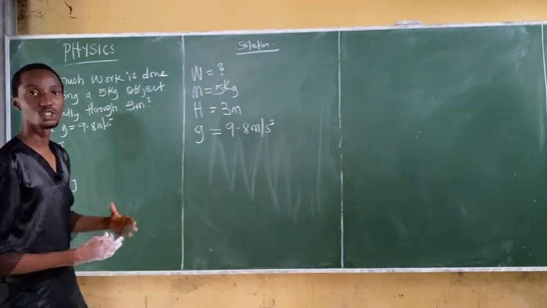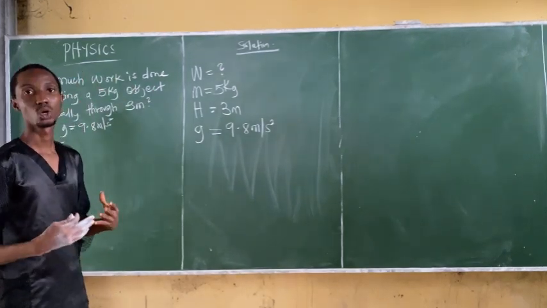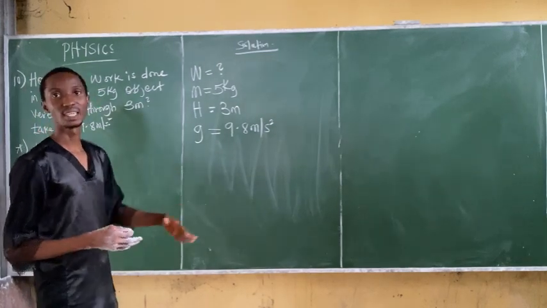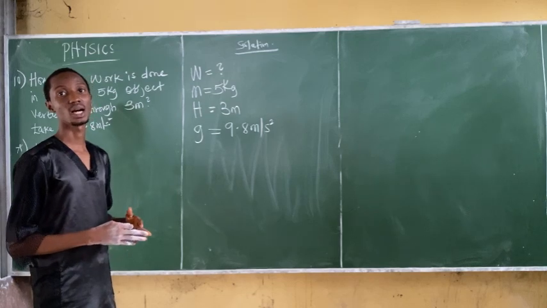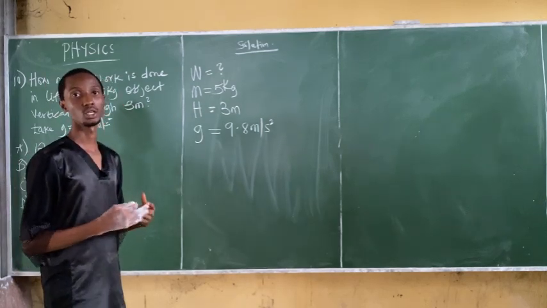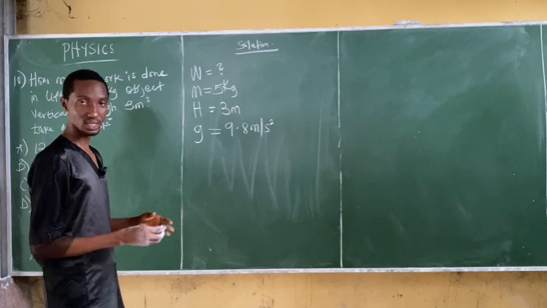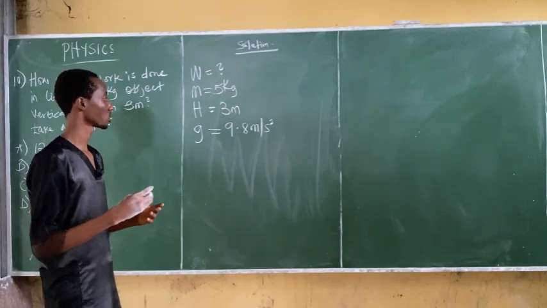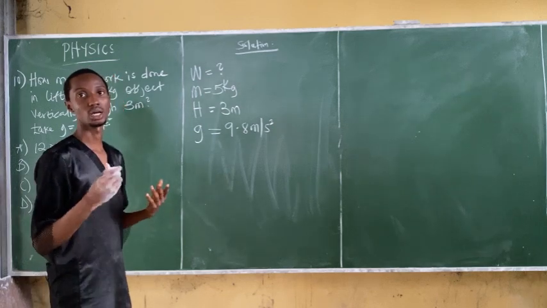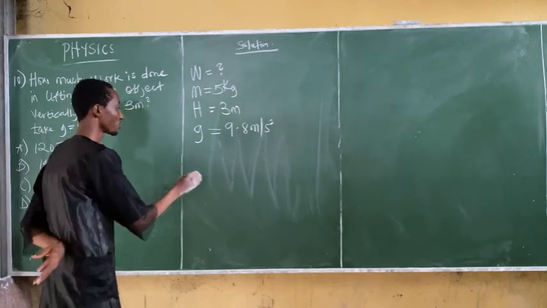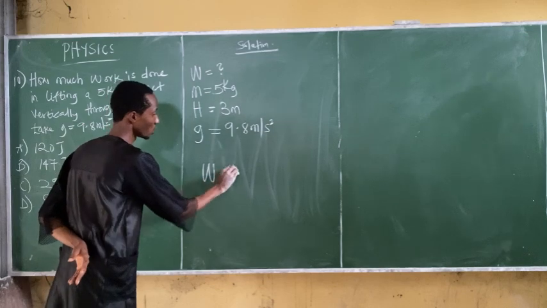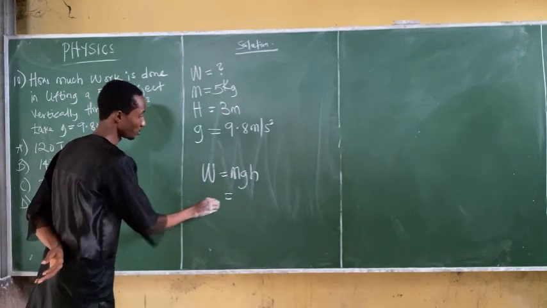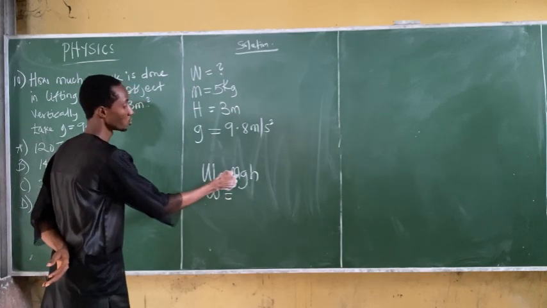Now, work is done when a force moves an object. That is when work is done. Lifting an object against gravity stores energy as gravitational potential energy. I repeat myself. Lifting an object against gravity stores energy as what? Gravitational potential energy. And it's expressed with this formula. Work done is equal to mgh.